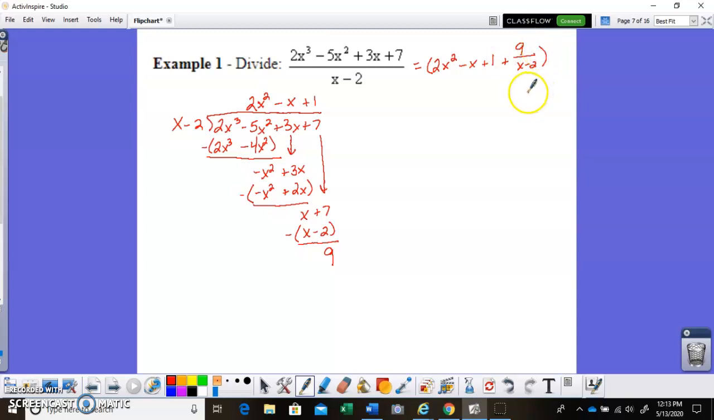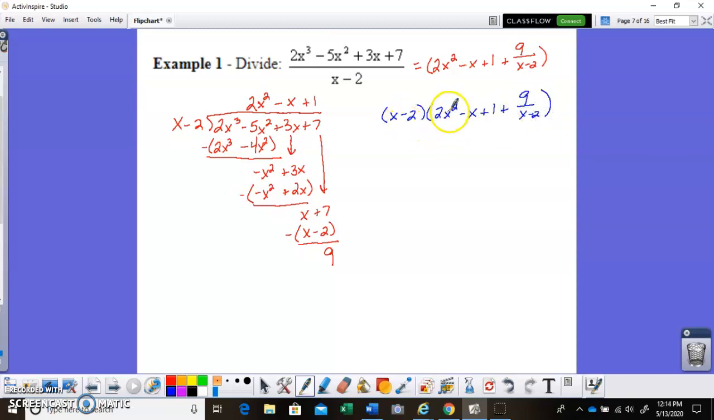Now, what the last screen told us was that if we take this answer, the quotient, and multiply by our divisor, we should get the numerator, right? So that's what we're going to try and do here, just to check and see if we're right. So we're going to take x minus 2, and we're going to multiply it by 2x squared minus x plus 1 plus 9 over x minus 2.